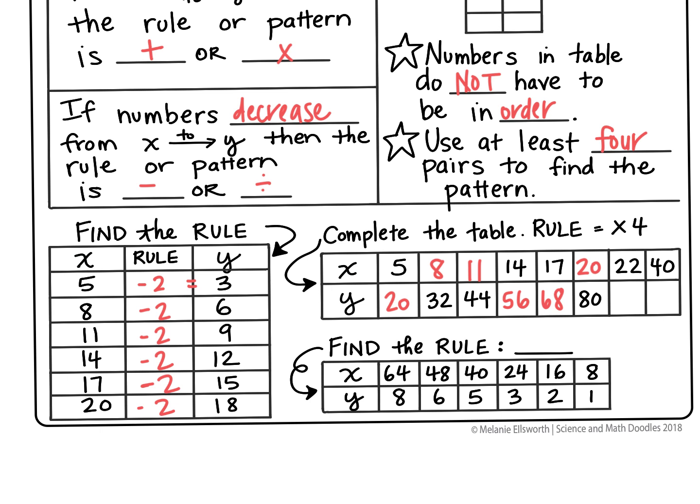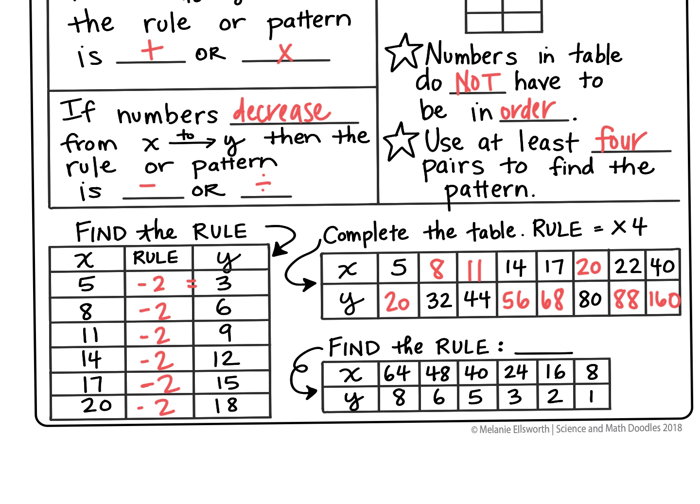22 times 4 is 88. 20 times 4. My rule is times 4. Oh, wait, no, never mind. Okay. That's 60. And then 40 times 4 is 160. 4 times 4 is 16. So if it's 40 times 4, it's 160.